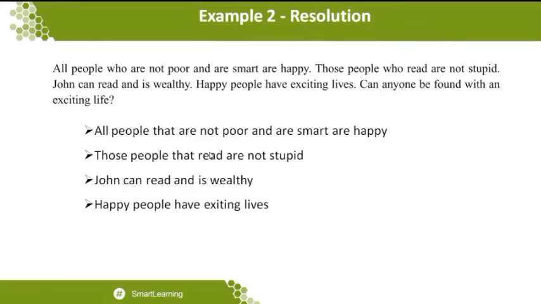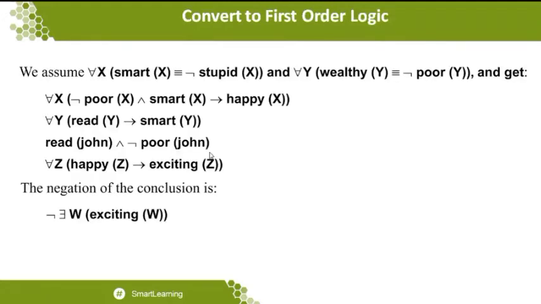Okay, and what is the last one? Happy people have an exciting life. Happy people represents all people. So we write for all Z, happy of Z implies exciting of Z. So this is the statement.